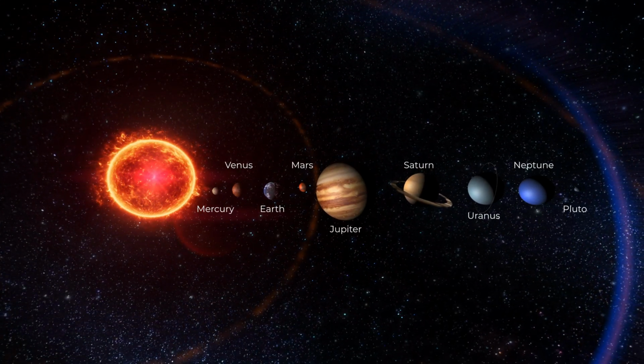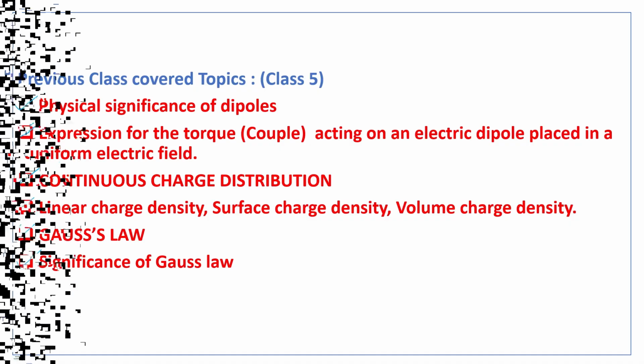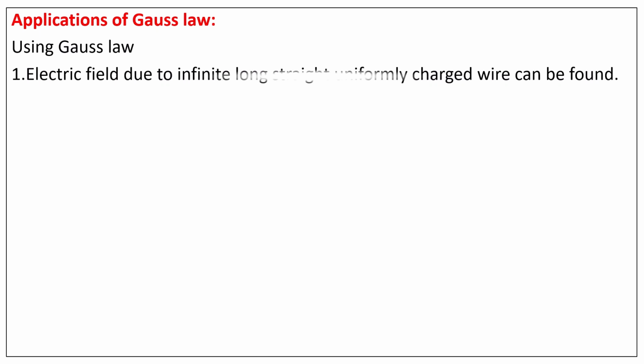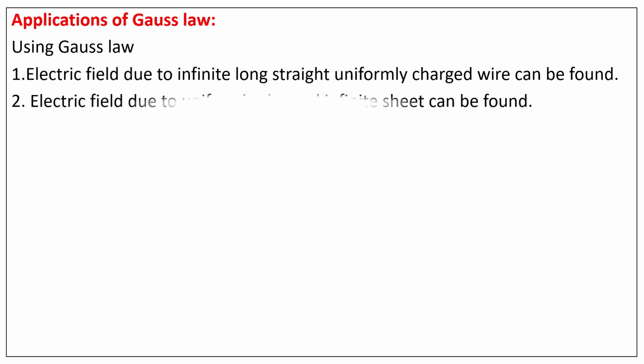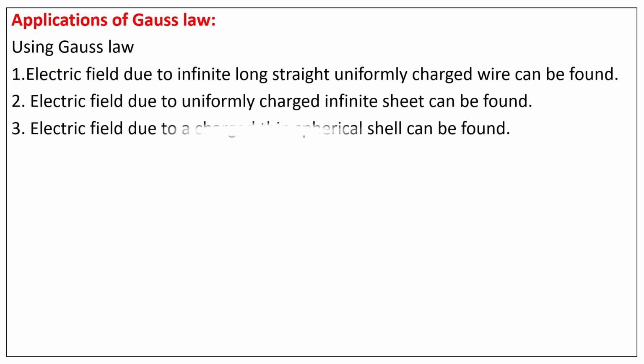Now, we look into applications of Gauss law. Let's start. Applications of Gauss law. Using Gauss law: 1. Electric field due to infinite long straight uniformly charged wire can be found. 2. Electric field due to uniformly charged infinite sheet can be found. 3. Electric field due to a charged thin spherical shell can be found. Let's see one by one.